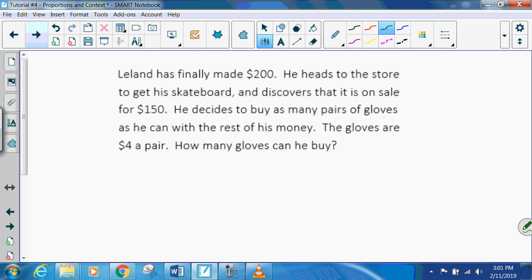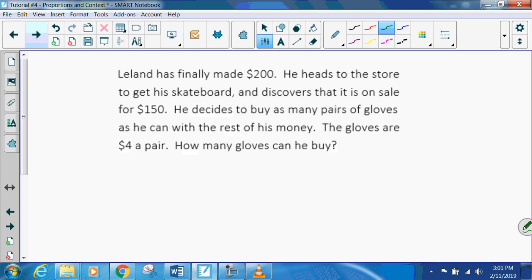All right, Leland has finally made $200. He heads to the store to get a skateboard and discovers that it's on sale for 150 bucks. Yay. He decides to buy as many pairs of gloves as he can with the rest of his money. The gloves are $4 a pair. How many gloves can he buy?